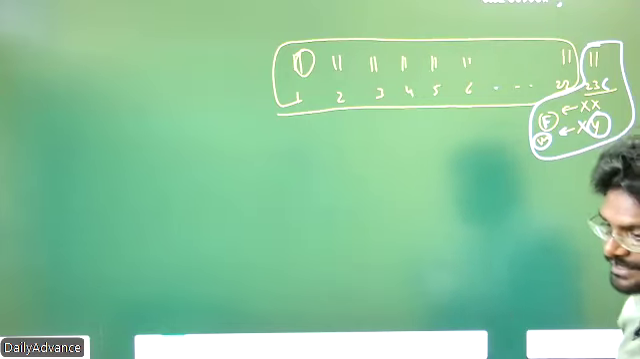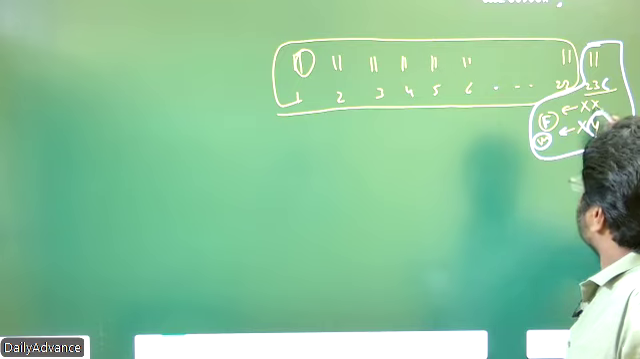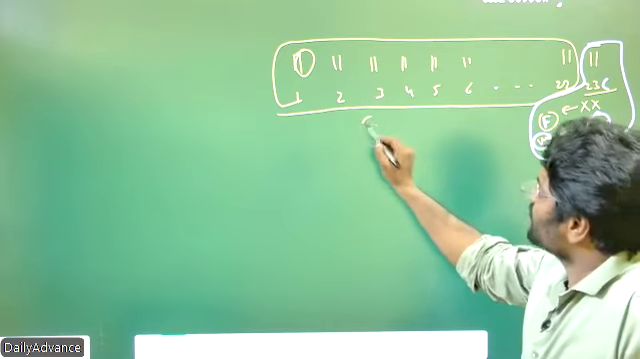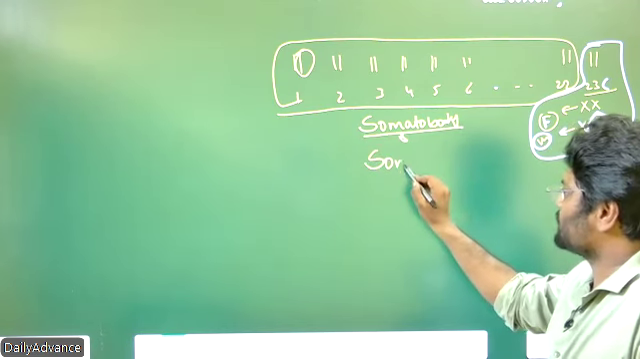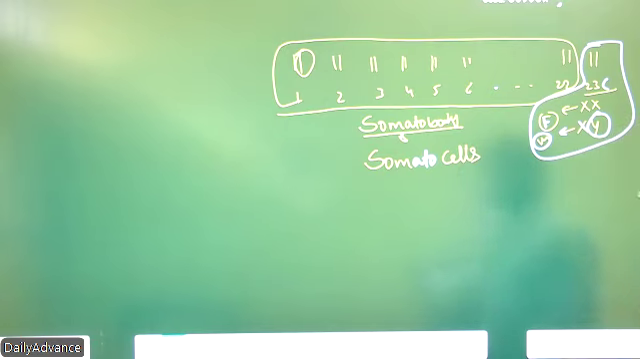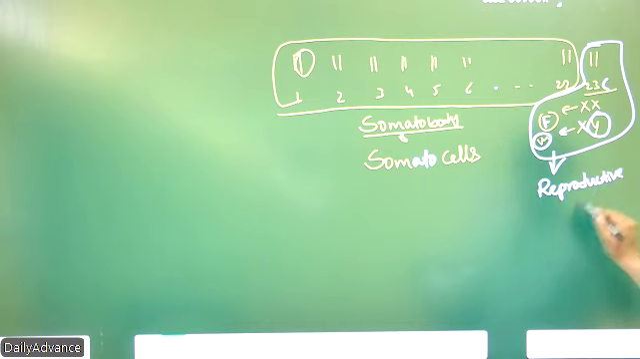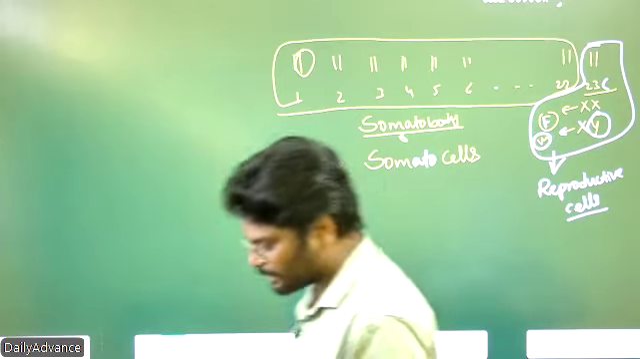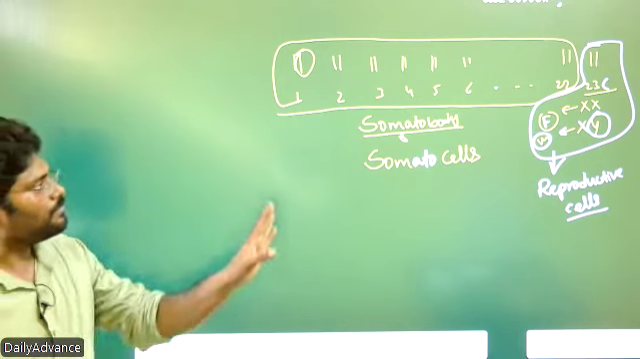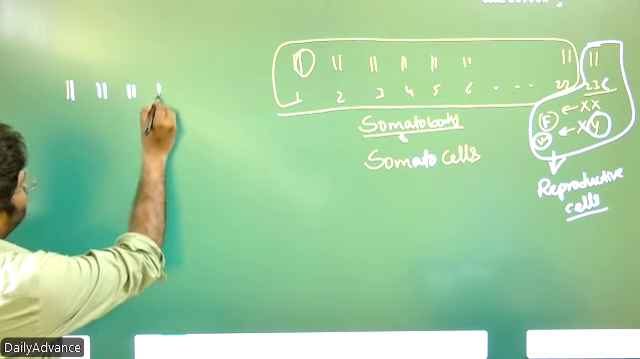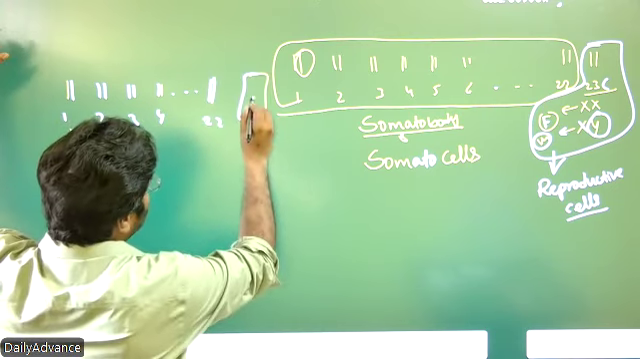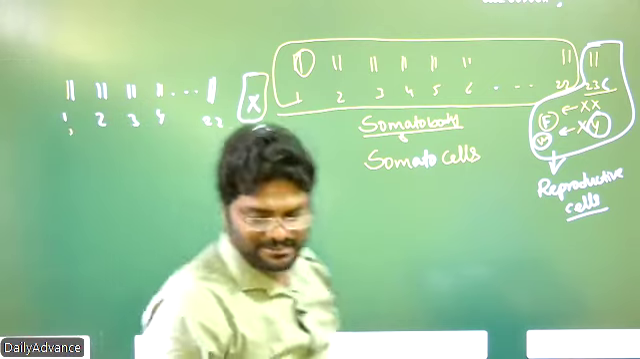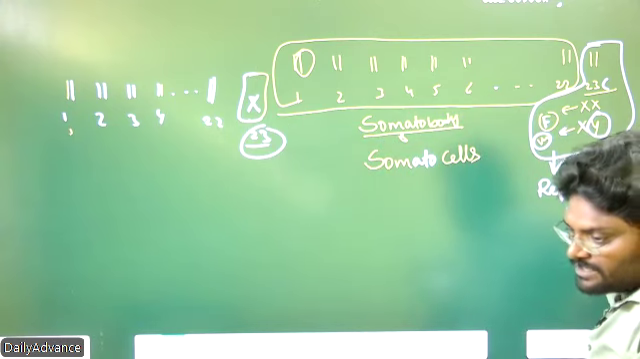By showing this Y, they can tell male or female. By showing this double X, they can tell. But the rest is called the somatobody, and the cells that make this somatobody we call somatic cells. The last pair results in the reproductive cells. If somebody gives you a diagram with the first pair, second pair, third pair, fourth pair, up to the 22nd pair, but never gives the last 23rd pair, and asks what the gender of this person is, what would be the gender of this person?